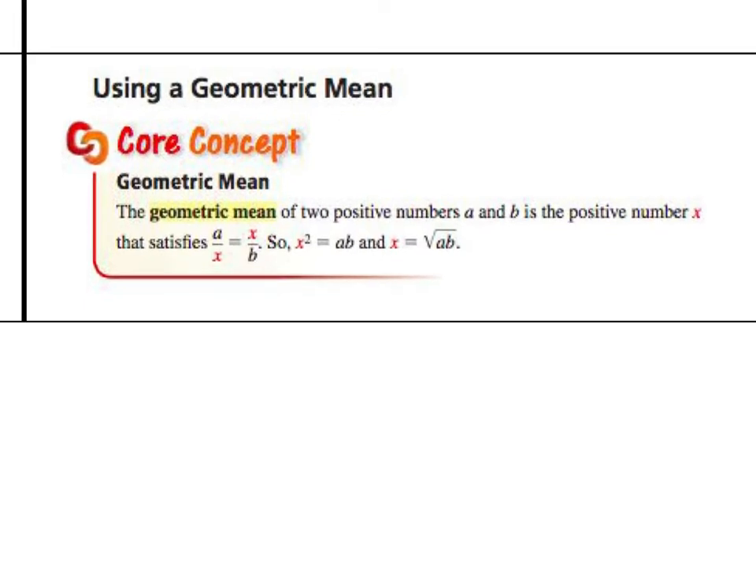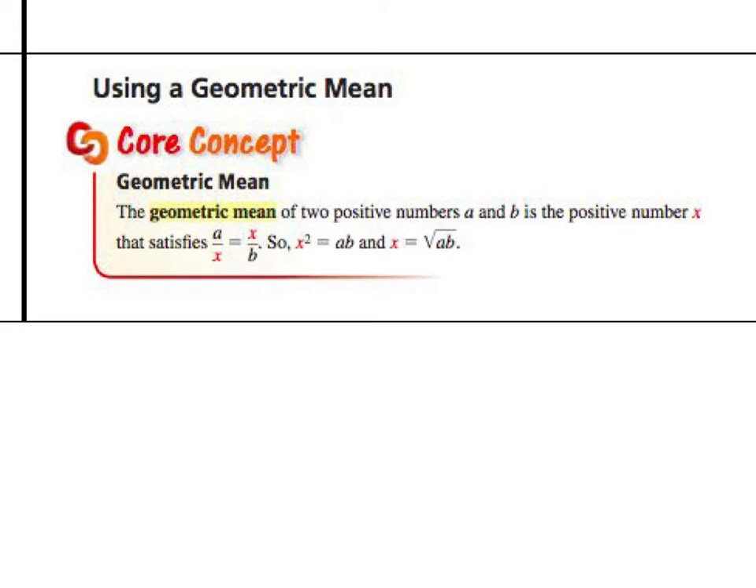Okay. A geometric mean of two positive numbers, a and b, is the positive number x that satisfies a over x equals x over b, so that x squared equals a times b, and x is the square root of a times b. So this is going to come in handy.